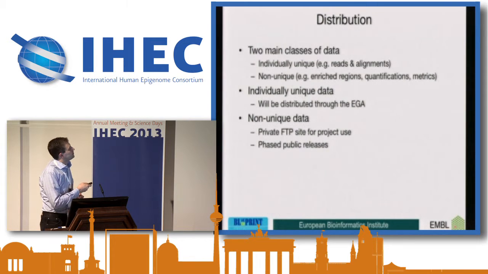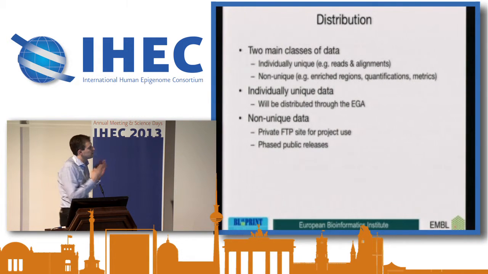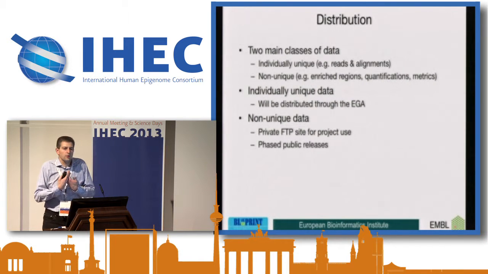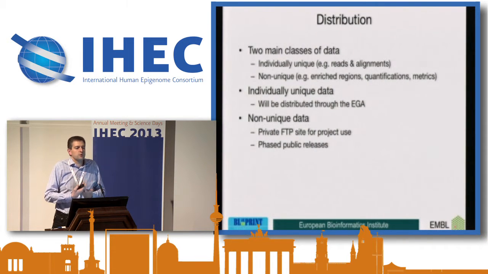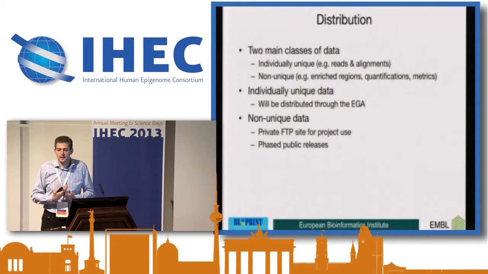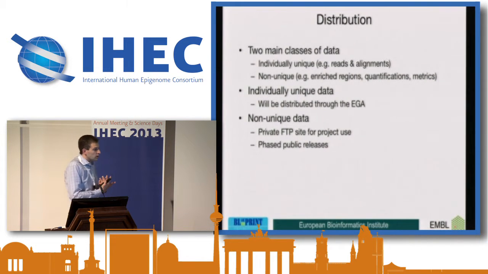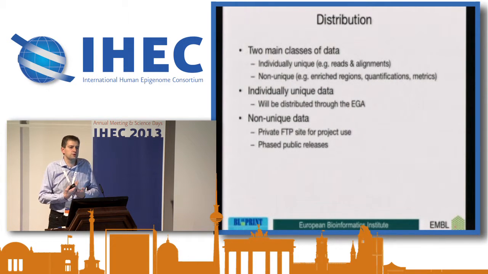So we have the individually unique data and the so-called non-unique data. These are things like enriched regions, so the regions that are positive for DNase hypersensitivity, quantifications, metrics, other things. Now, some of you know, of course, that the boundary between unique and non-unique data is not a permanent one, and in fact, people's assumptions of what was unique and non-unique data have changed over time. That could happen again, but this is our current understanding.